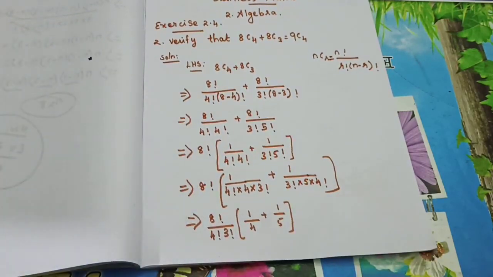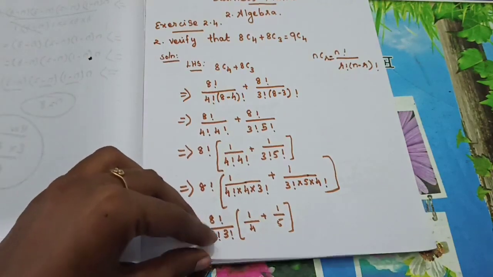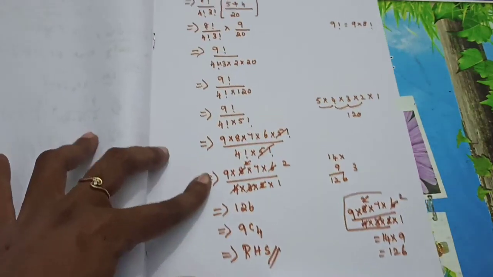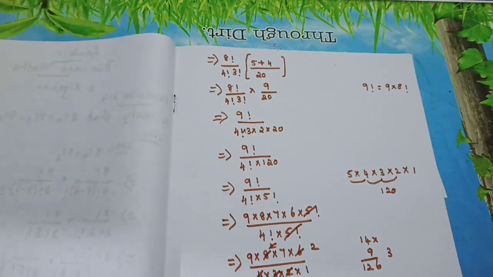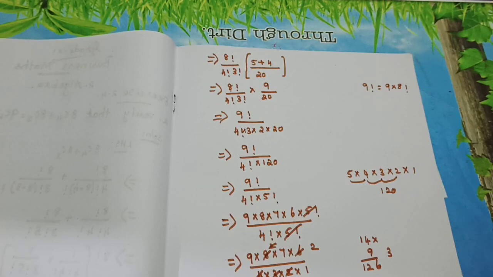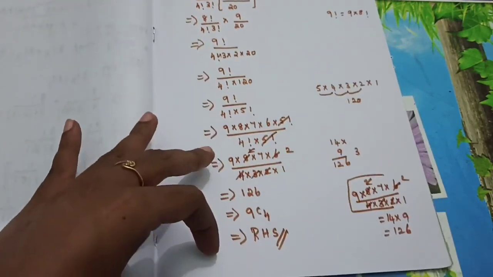So each and every step, how you can simplify that, like that you need to think. So here 1 by 4 plus 1 by 5, take the LCM inside. So here how you can write this in the form of 9 factorial. The reason is you need 9C4. So you must bring it in the form of 9 factorial. So keep that in mind, and if you simplify, you will get the answer.